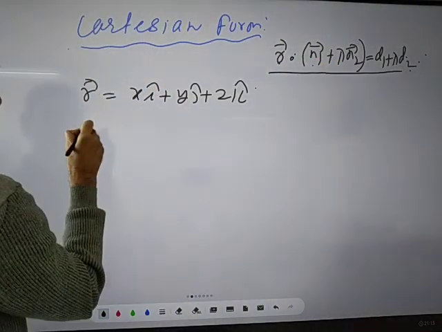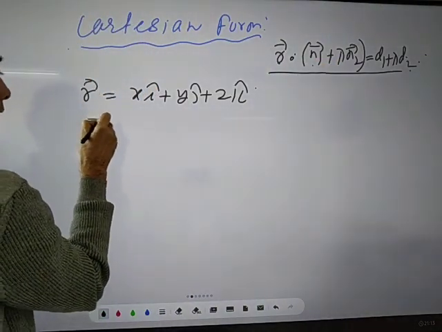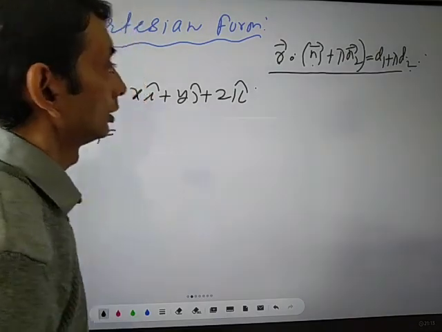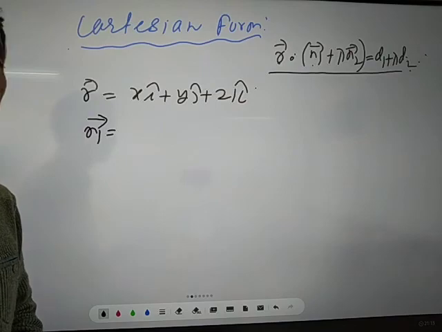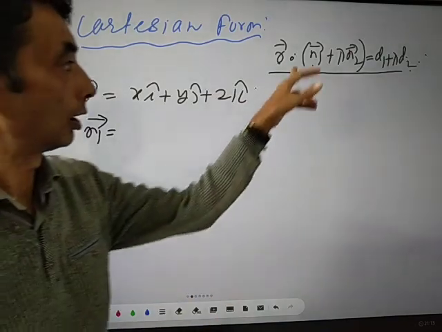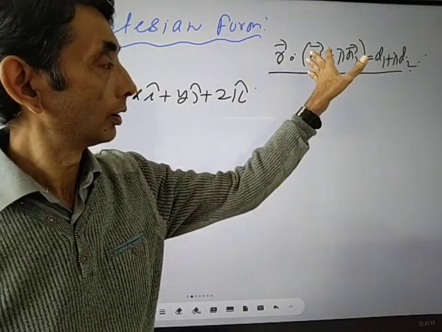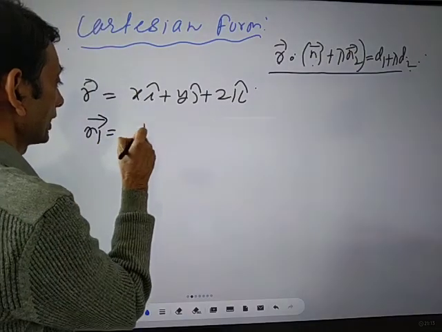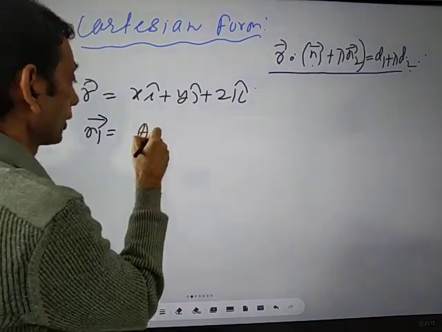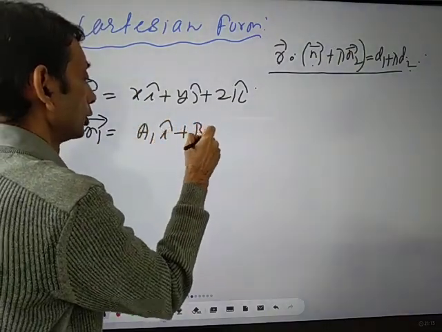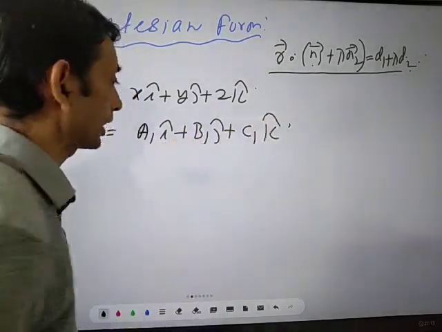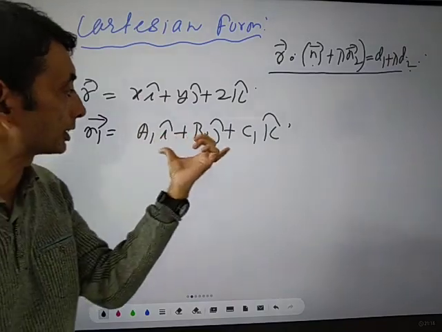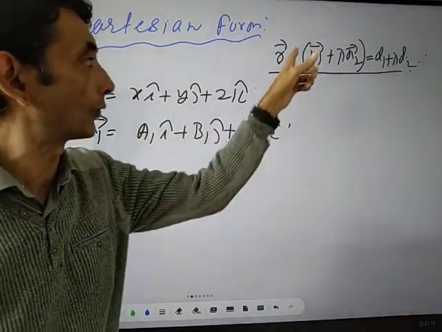And n1 you can take as, okay, this is n1, right? This n1 we can take as a1 i cap, b1 j cap and c1 k cap. Then what is a1 b1 c1? a1 b1 c1 is the direction ratio of n1.